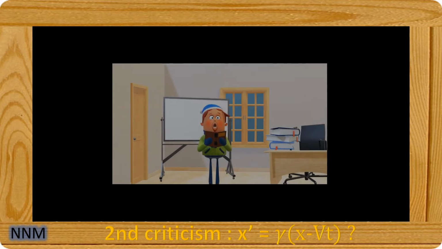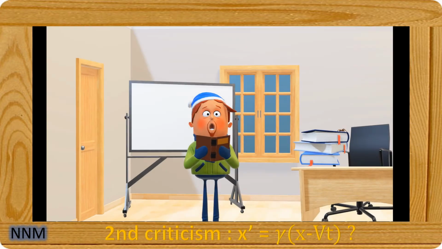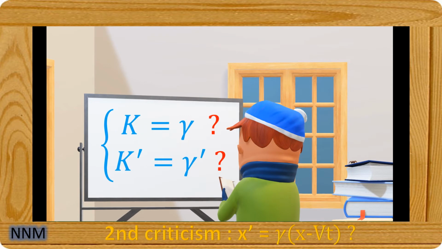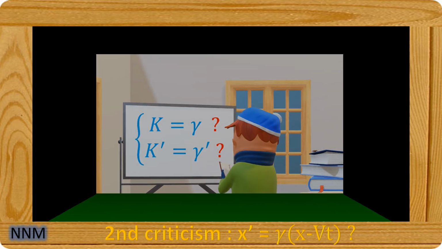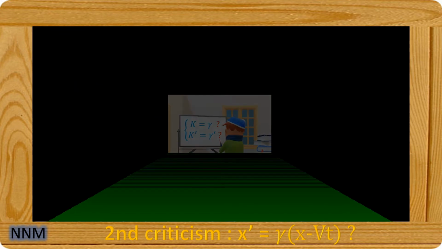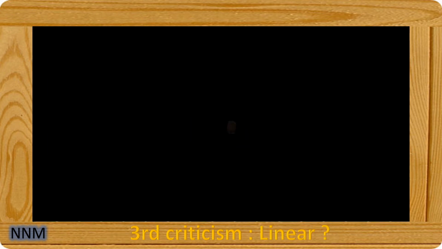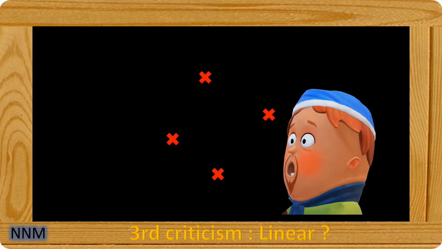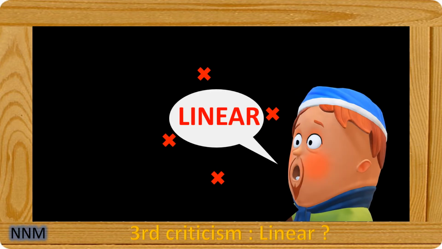The second criticism is that this derivation is based on authoritative arguments. It is said that the 2 proportionality coefficients k and k prime must be equal to the Lorentz factors gamma and gamma prime. It's arbitrary, it's not justified. The third criticism is that these equations are arbitrarily assumed to be linear, again without giving any justification.